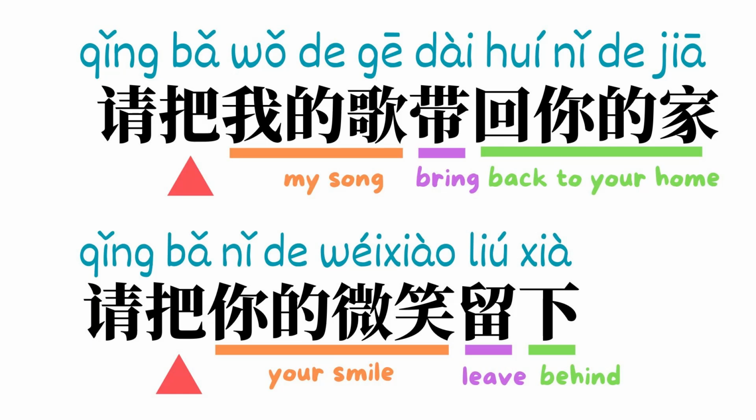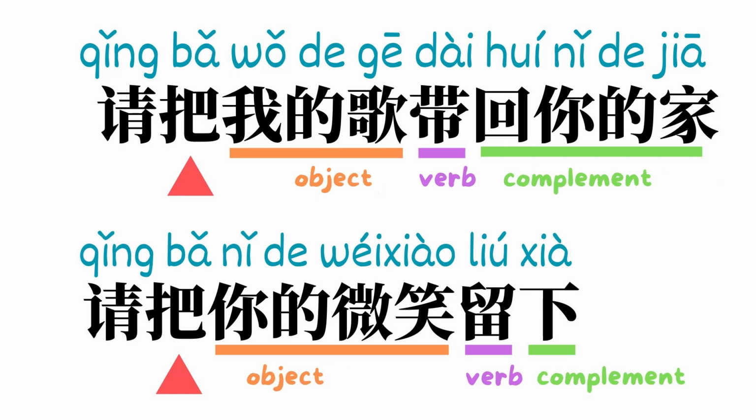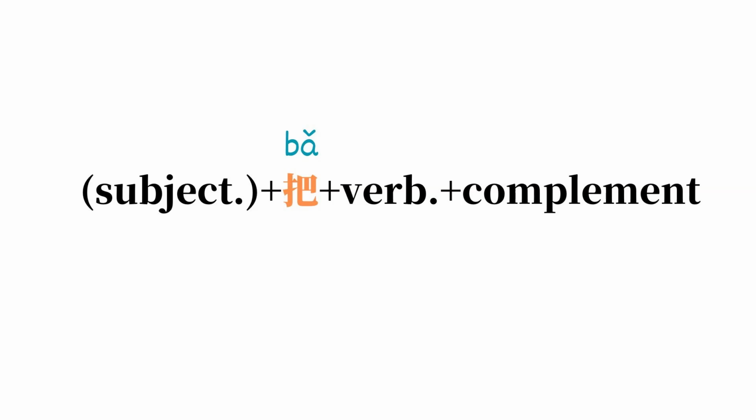So the basic structure, as you can see here, is subject, which in this case is omitted since we both know it's you, plus 把, plus object, plus verb, plus other complement. This is a unique sentence structure called 把字句 in Chinese. The 把字句 allows the speaker to emphasize the handling and manipulation of an object. It's a powerful way to describe how an action affects an object, emphasizing the result or direction of this action.